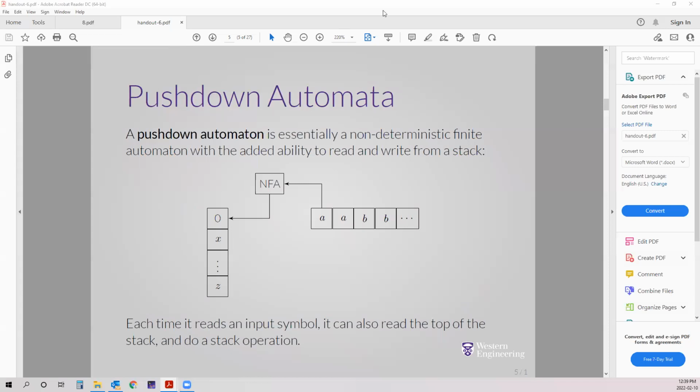So what is a push-down automaton? A push-down automaton is a nondeterministic finite automaton, NFA, with the added ability to read and write from a stack. Each time it reads an input symbol, it can also read the top of the stack and do a stack operation. What are the stack operations? Push and pop. Push we are adding, pop we are getting out.